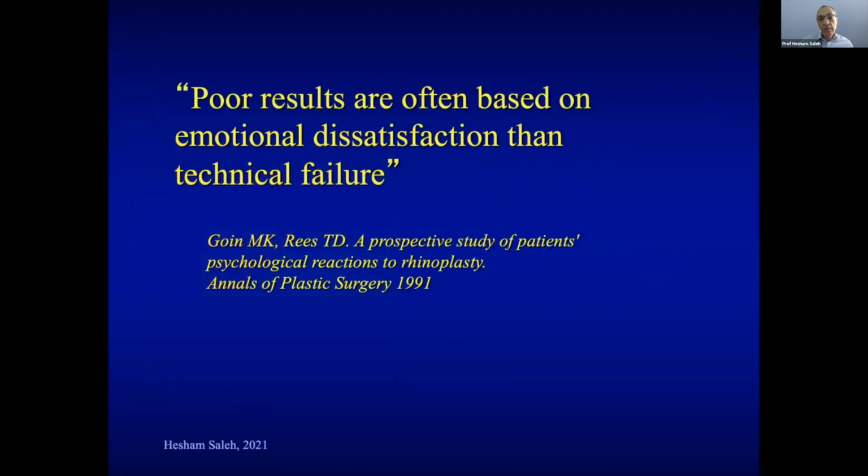There have been lots of studies in the past, like this older one published years ago, saying that poor results are often based on emotional dissatisfaction rather than technical failure. So you've done a nice operation, it looks good, but the patient expected something more, so it's a failure in their eyes. That's why assessment of the patient is essential.